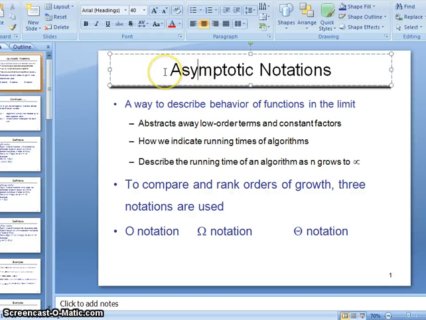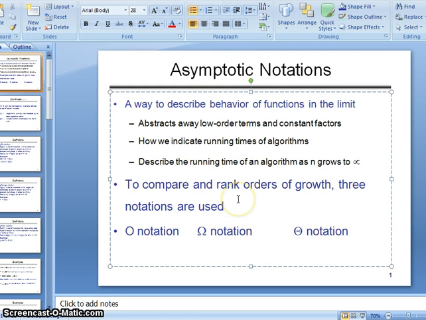Today we are going to discuss the topic asymptotic notations. Asymptotic notations is a way to describe behavior of functions in the limit. It abstracts away lower order terms and constant factors. It is how we indicate running times of algorithms and describe the running time of an algorithm as n grows to infinity. To compare and rank orders of growth, three notations are used: big O notation, omega notation, theta notation.